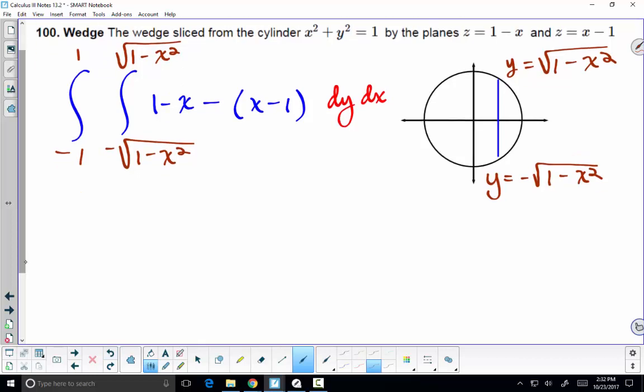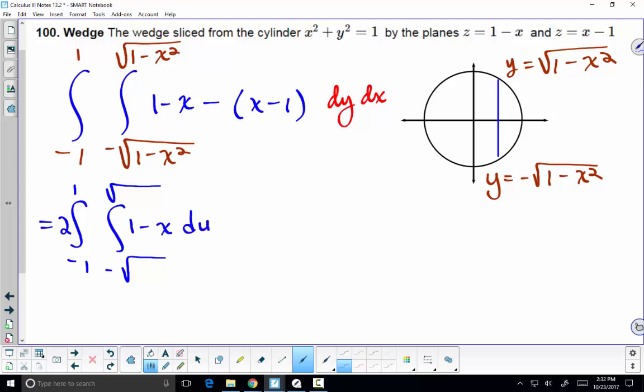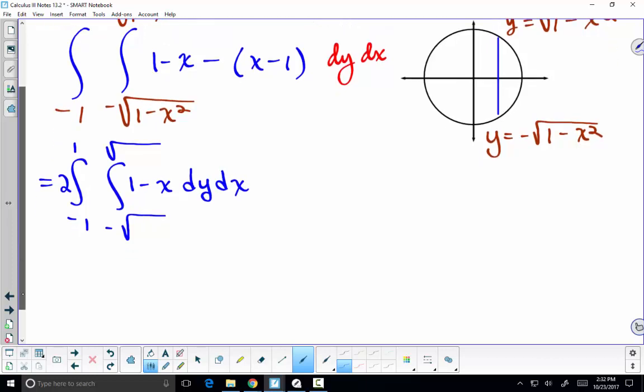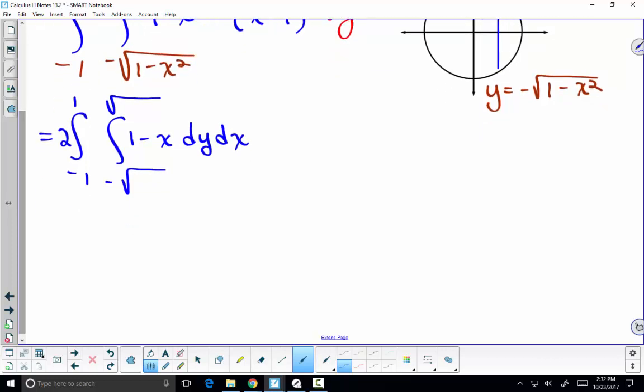So let's take this a couple steps in, because this does not look trivial yet. Let's go from minus square root to positive square root. What's going to happen in here? Looks like 2 minus 2x, or we could factor out a 2 and integrate 1 minus x. Everybody all right with that? Okay, so integrating with respect to y. Do you see a y in that integrand? No y. So that's all constant. So we get the length of the interval.